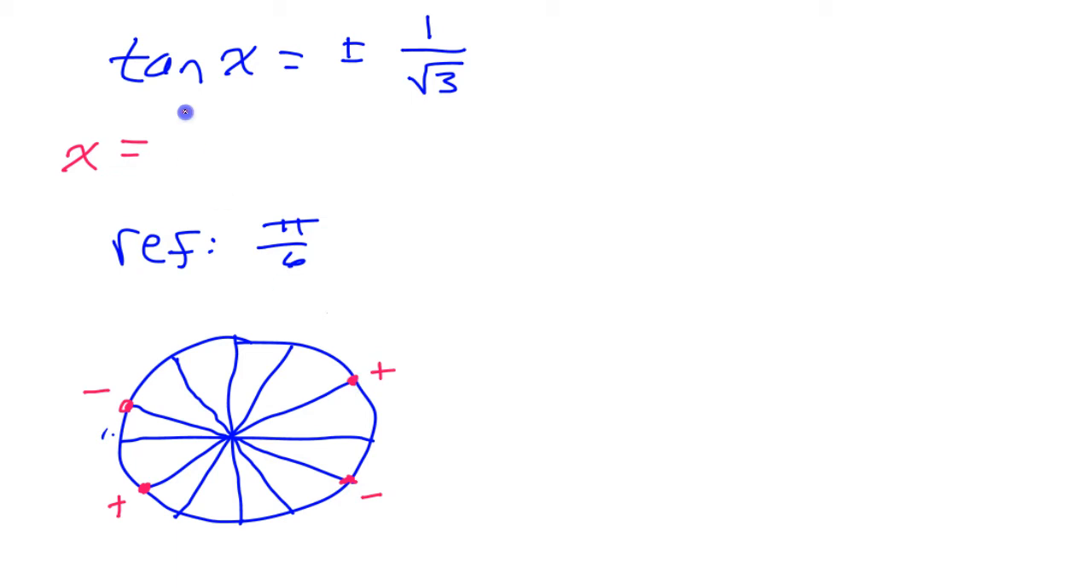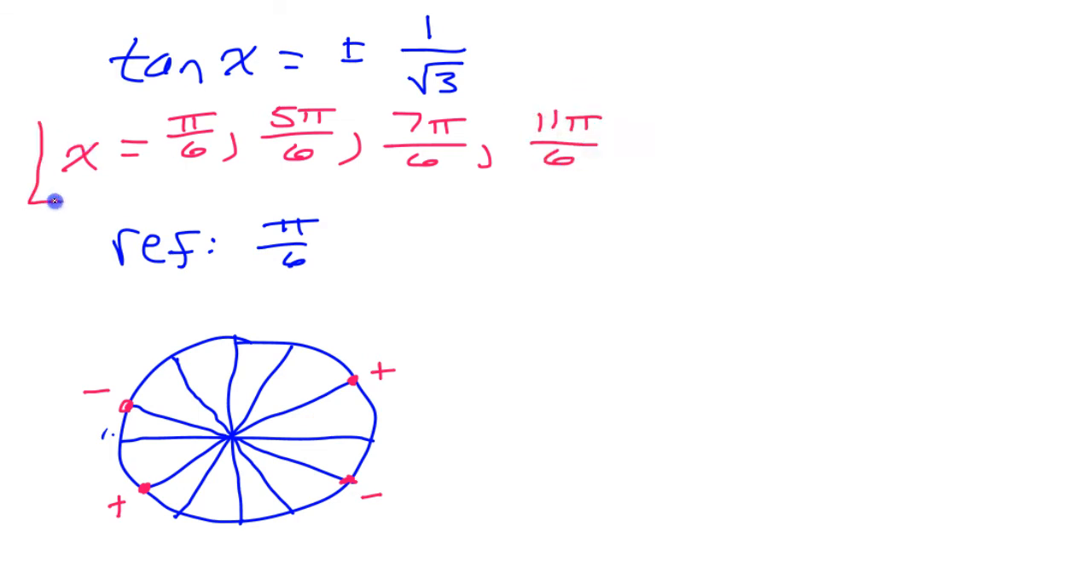This first one is pi over 6 itself, but then this one is 5 pi over 6. This one is 7 pi over 6. And this one is 11 pi over 6. So these are the 4 solutions.